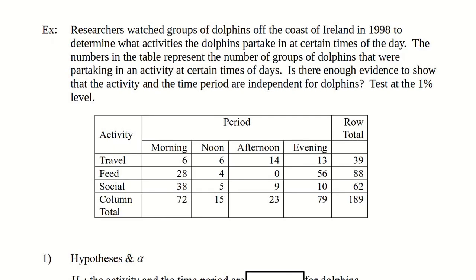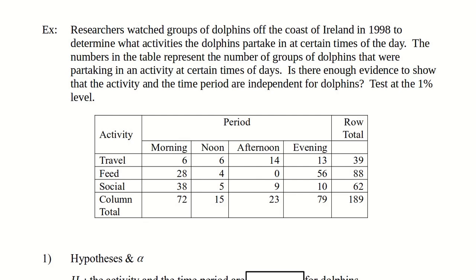So here's another example using data we've seen before. This is the data collected off the coast of Ireland of observing dolphins. So here the 2 categorical variables are the time of day, morning, noon, afternoon, and evening, and what those dolphins are up to, traveling, feeding, socializing. The bottom row is a total and the far right column is a total. Remember, when you use the calculator, you won't put in that data.